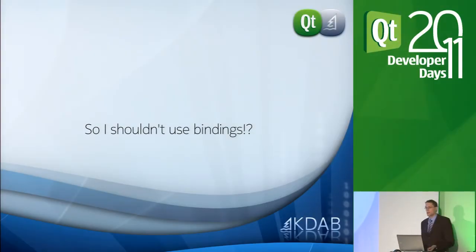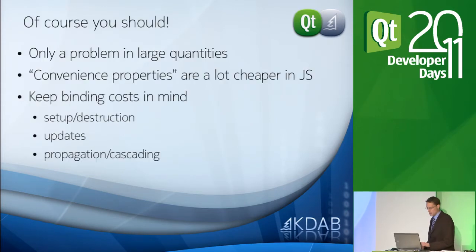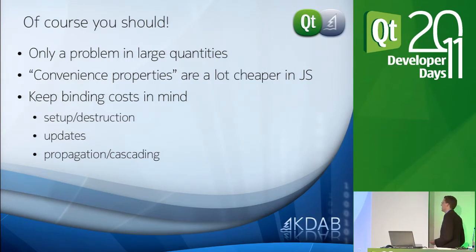Of course, then the next question is, should I use this binding stuff at all if it's so expensive? And of course you should, because that's how QML works. If you don't use bindings anymore, then what's the point of QML? That's the key aspect of it. It's really only a problem if you have large quantities of them and put them in single hotspots. As we saw, if you have the option to avoid them, like moving more code into JavaScript, that actually gives you a considerable speed up.